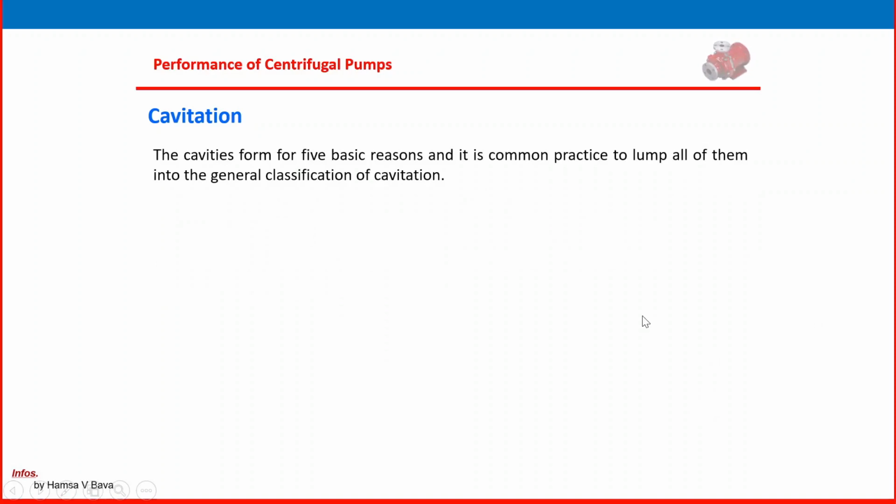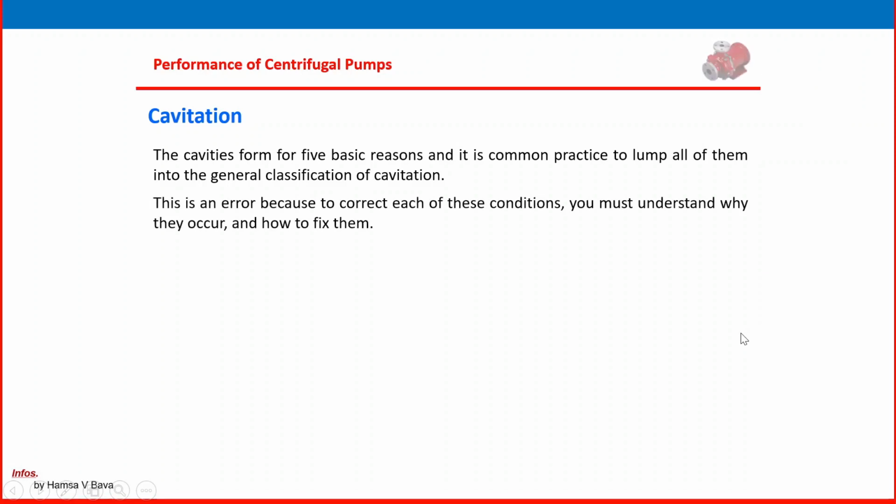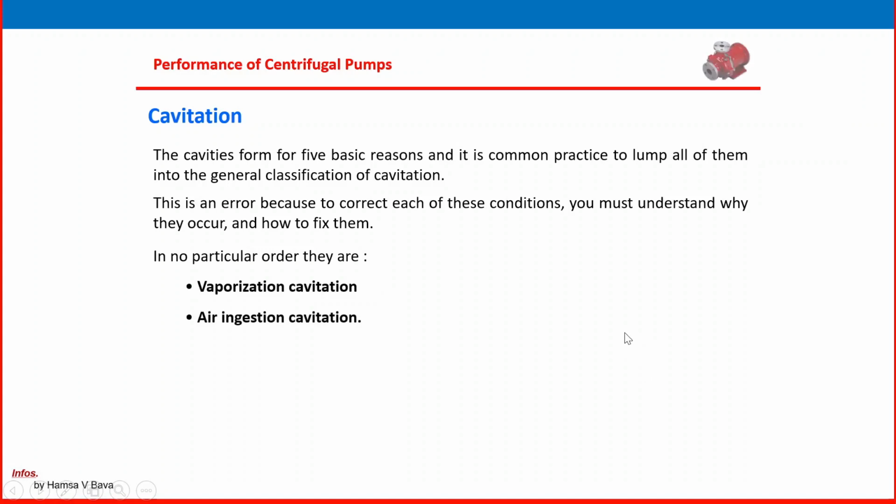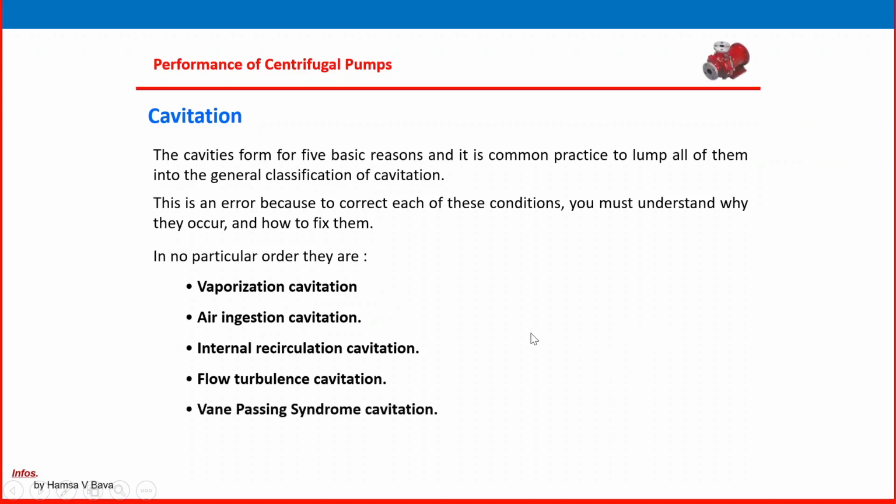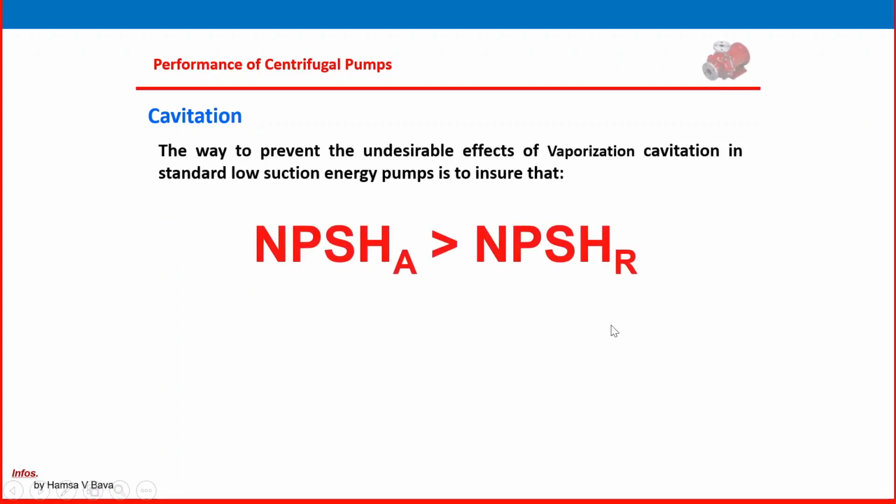The cavities form for 5 basic reasons, and it is common practice to lump all of them into the general classification of cavitation. This is an error, because to correct each of these conditions, you must understand why they occur and how to fix them. In no particular order they are: vaporization cavitation, air ingestion cavitation, internal circulation cavitation, flow turbulence cavitation, vane passing syndrome cavitation. Some of them we will discuss here.